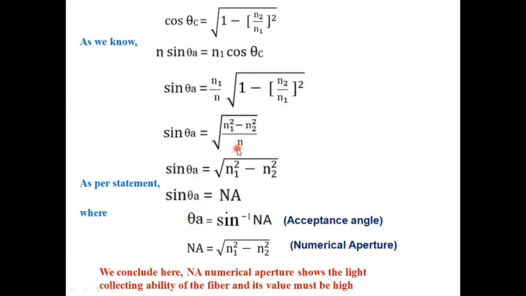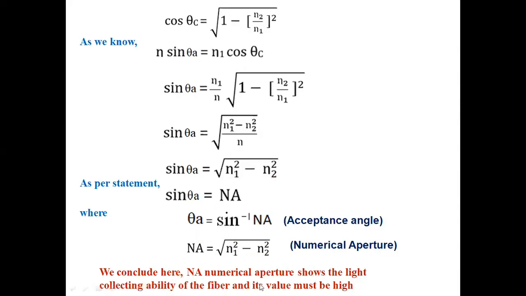Then that n, by default, becomes 1 because of the refractive index of air. Therefore, sin theta a equals square root of n1 squared minus n2 squared. This is nothing but, as we already determined from the statement, sin theta a equals numerical aperture. So NA equals square root of n1 squared minus n2 squared, where theta a equals sine inverse of NA. Here theta a and NA are the acceptance angle and numerical aperture respectively.